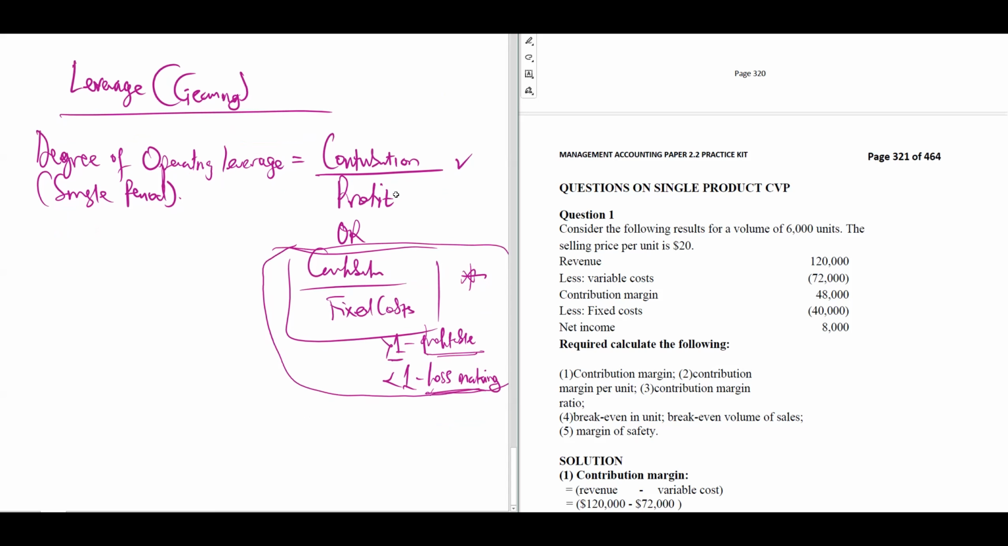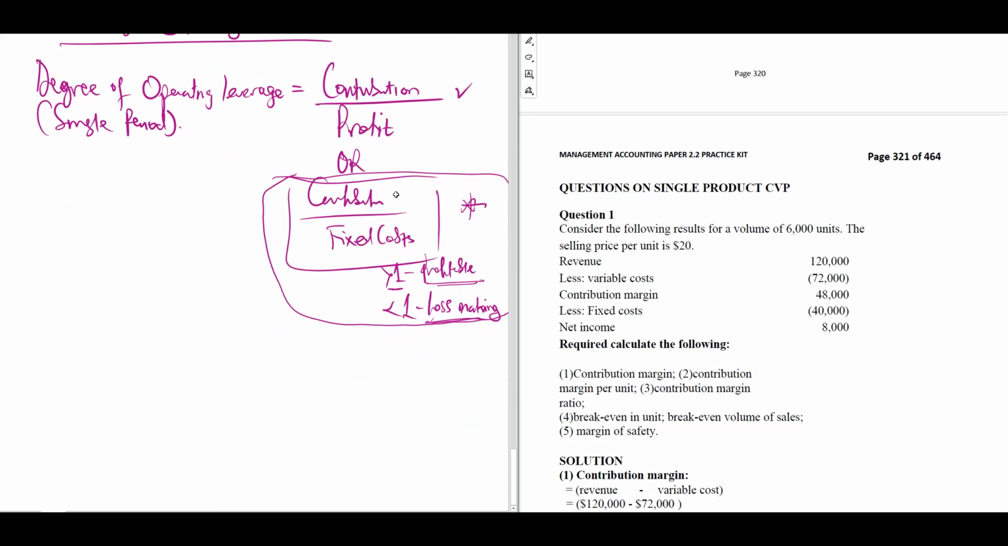Is it clear to everyone? So that is the degree of operating leverage in the short term. Now, when it's multiple periods, they give you more than 2 periods and they ask you to find the degree of operating leverage.